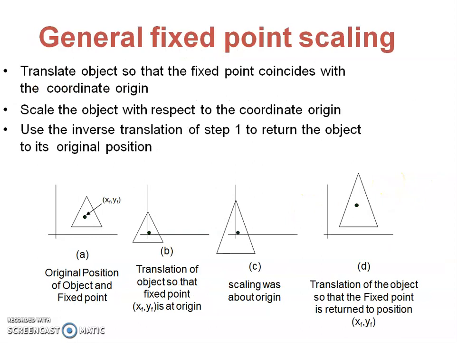And general fixed point scaling is also this one. This one is the original point xf, yf represented by this pivot point. Then it is translated to the origin, then scaling takes place. Here the scaling factor is more than 1, so it is enlarged. Then the next step is to translate this scaled object back to the pivot position.